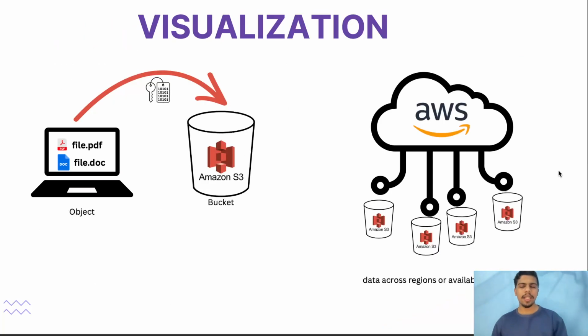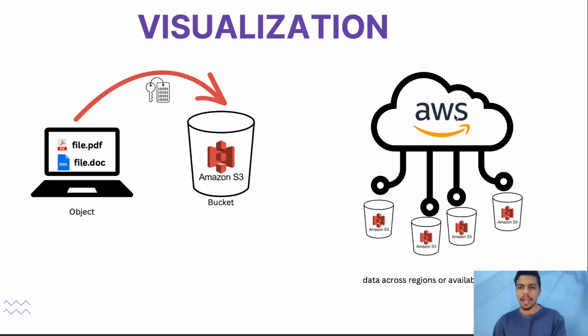So we'll have a visualization of how Amazon S3 works. Here we have two files. Let's consider them as objects. One being file.pdf and the other being file.doc. Here is the encryption key. We encrypt those objects and put them in a bucket, that is an Amazon S3 bucket.